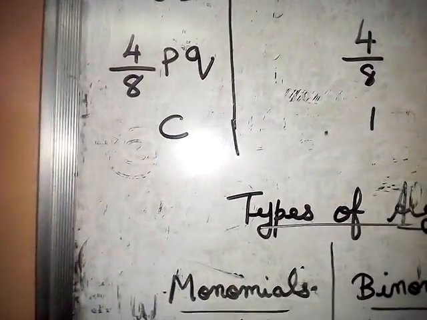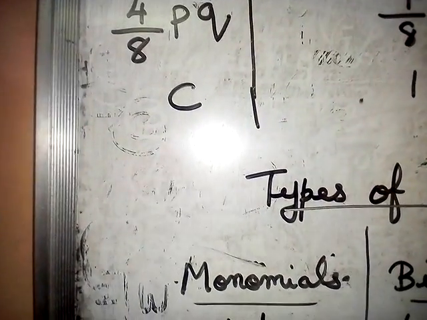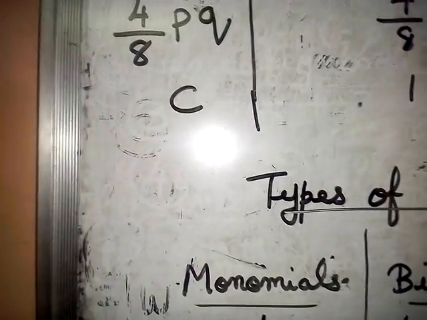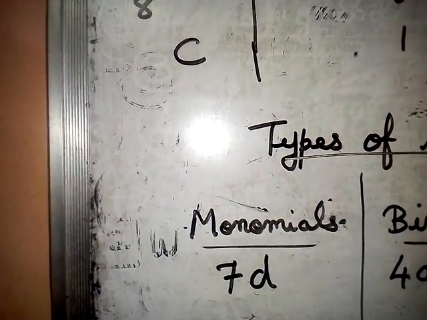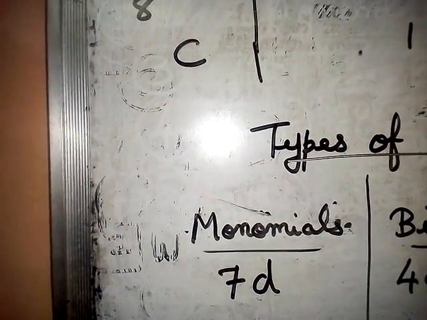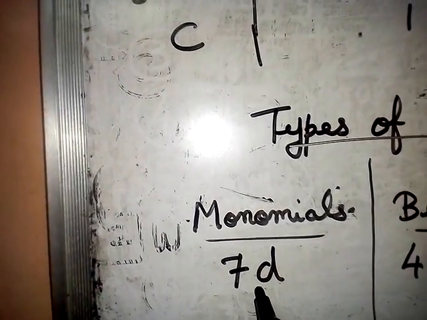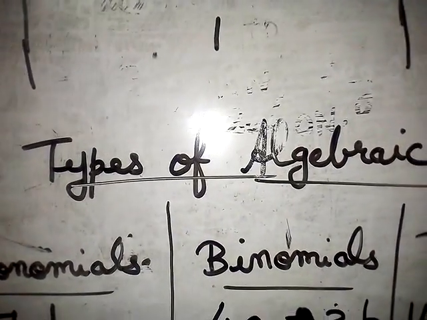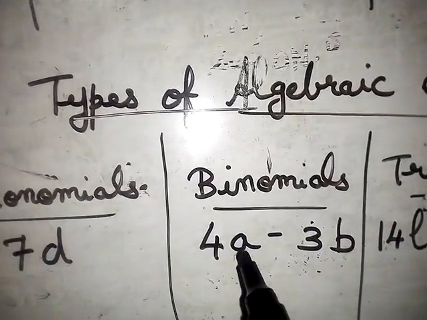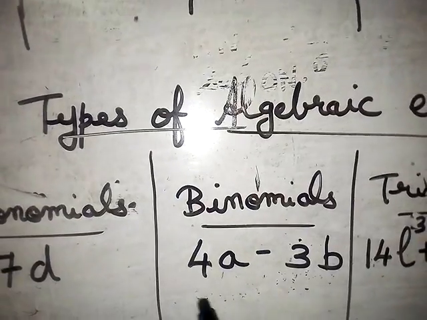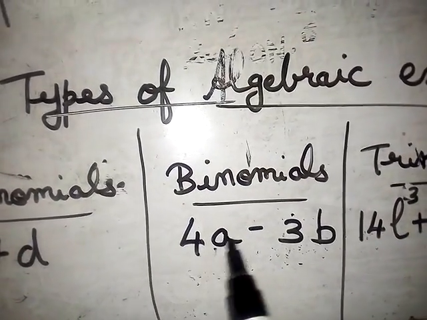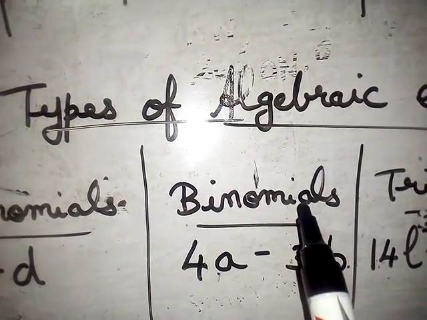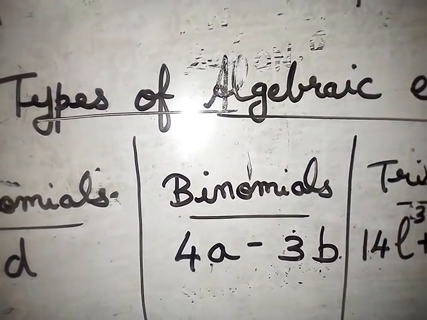Next one, types of algebraic expressions. First one is monomials. What is a monomial? An expression with one term is called a monomial. That is 7D. You have only one term over here, so this is a monomial. Binomials: an expression with two terms. One term is 4a, second term is 3b. You have two terms over here.